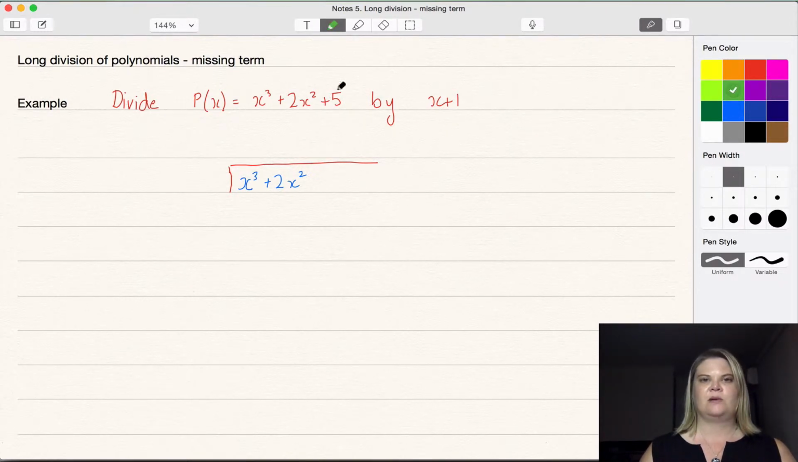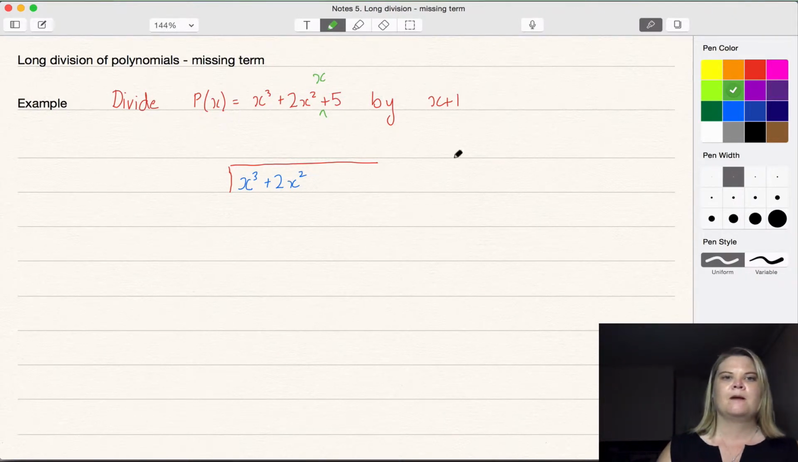If you look at this polynomial we've been given here, we've got an x cubed term, an x squared term, and we're missing in here an x term. And it just has a 5 on the end. Still a polynomial, but it hasn't got terms in all of our powers, going down from 3 to 1 and a 0, x to the 0 power.